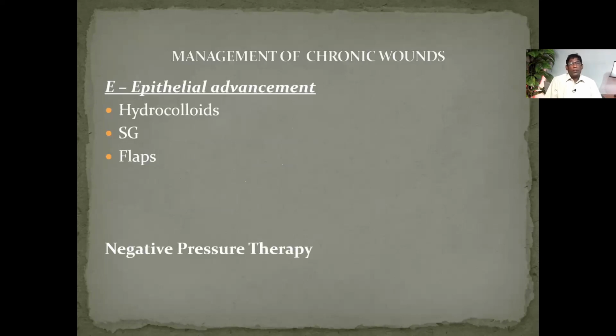E, the epithelial advancement. Hydrogels and hydrocolloids, by keeping the wound moist, help epithelialization. In some patients, we need to put skin grafts, and in some patients, flaps. Negative pressure therapy is one of the advancements in recent times.